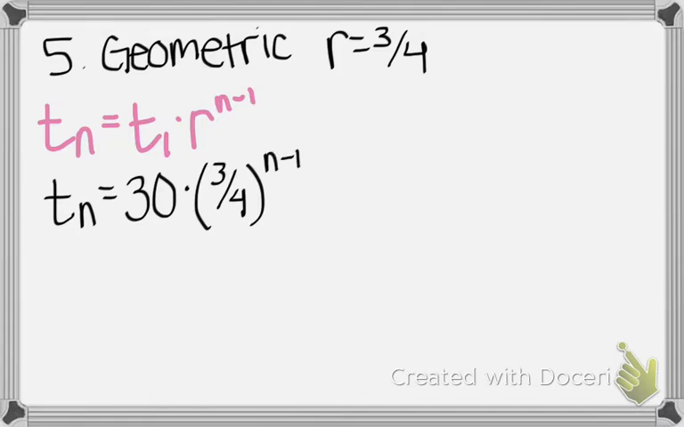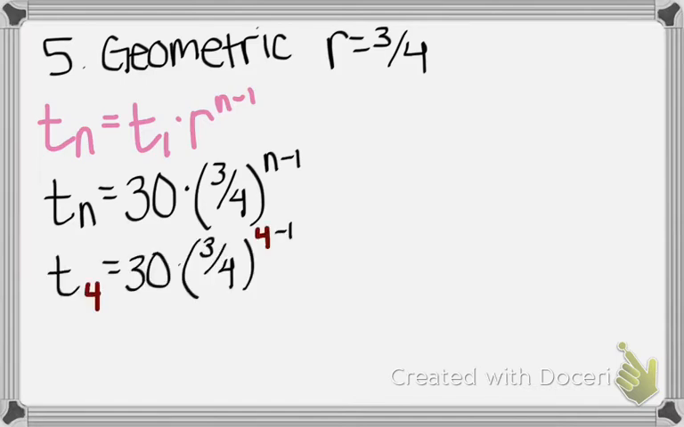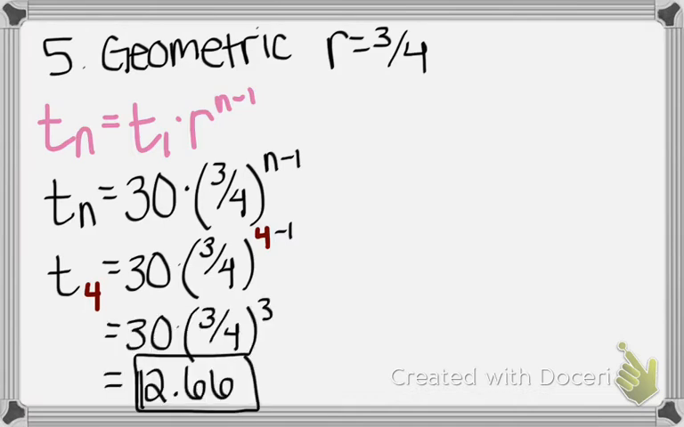Our last question, can you even believe it? I'm so sad. It asks, what is the ball's rebound height after the fourth bounce? So wherever I see an n, I'm going to replace that with 4. Now I feel like you can see where this is going. I'm going to simplify my exponent first, and then type that into the calculator, and I got 12.66 as my height after the fourth bounce.